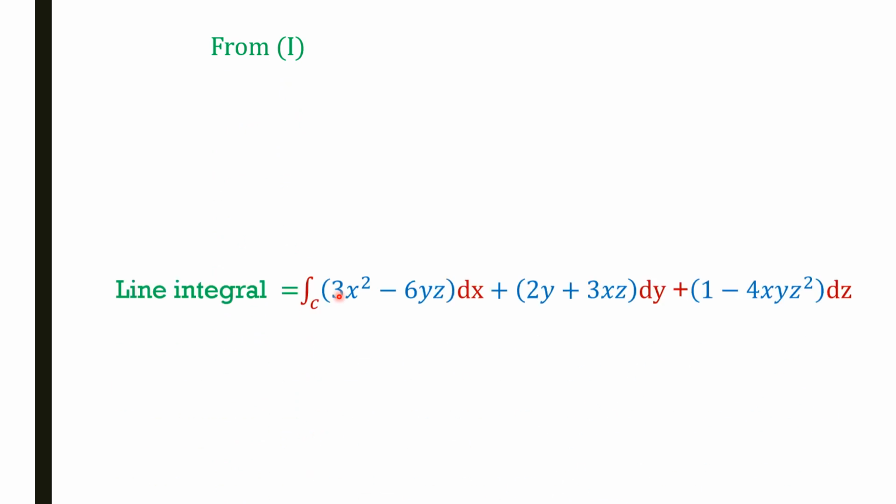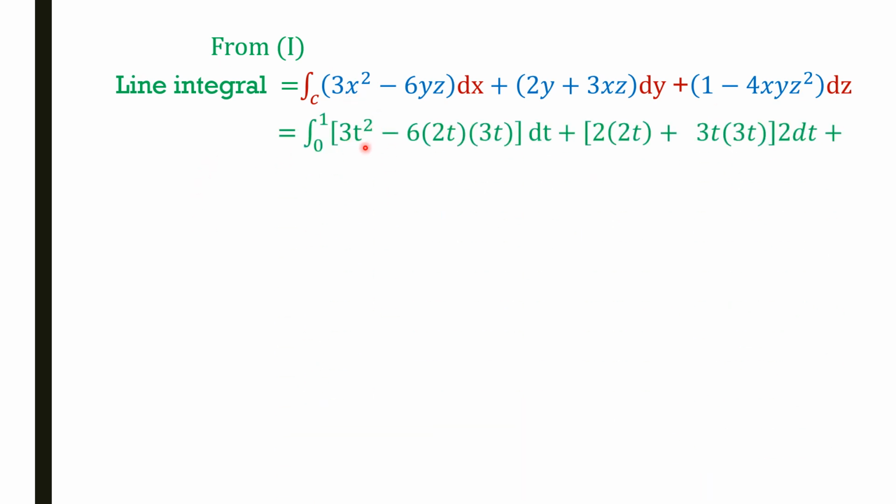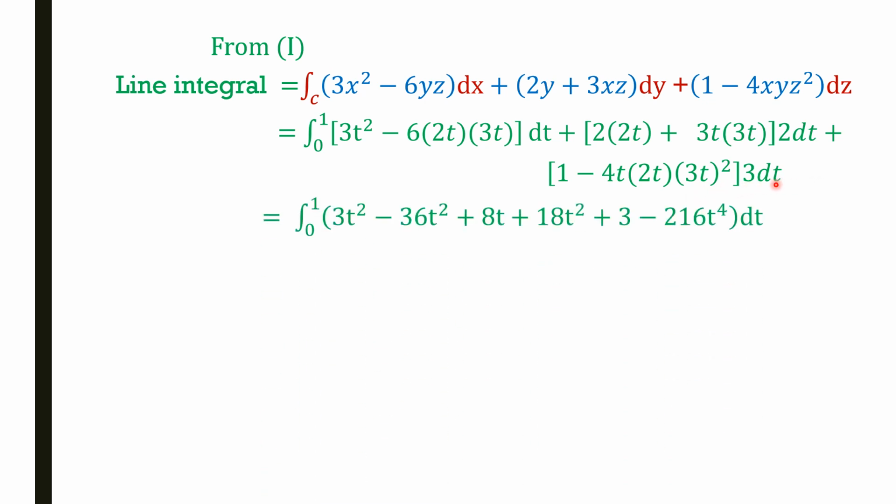So equation 1 becomes the integral of (3x² − 6yz) dx + (2y + 3xz) dy + (1 − 4xyz²) dz. Put all the values. 3t², x is nothing but t, 6 as it is, y is nothing but 2t, z is nothing but 3t, dx is nothing but dt. 2 as it is, y is 2t, 3 as it is, x is t, z is 3t, and dy is 2 dt. And here 1 as it is, minus 4 as it is, x is t, y is 2t, and z is 3t, its square, because z² is there, and dz is nothing but 3 dt.